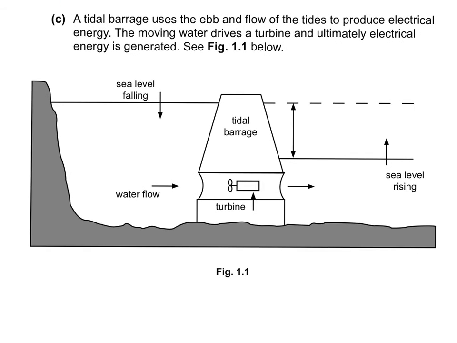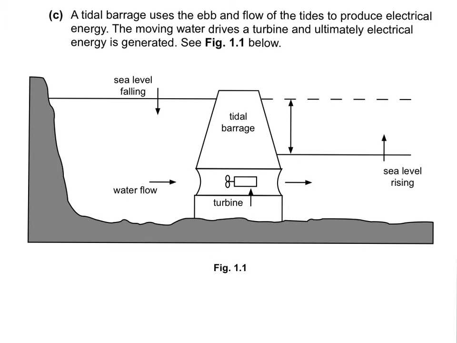Okay, part C then is asking us to look at this tidal barrage. A tidal barrage uses the ebb and flow of the tides to produce electrical energy. The moving water drives a turbine and ultimately electrical energy is generated. So you can see we have two levels of water here, high water, low water. And the result of that is that the high water makes its way down with its gravitational potential, pushes itself through the turbine out to the lower level. And that's how we're producing the energy.